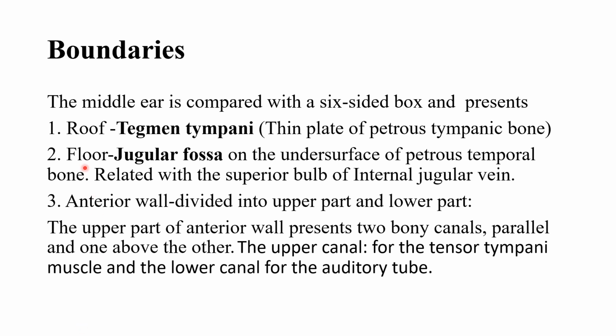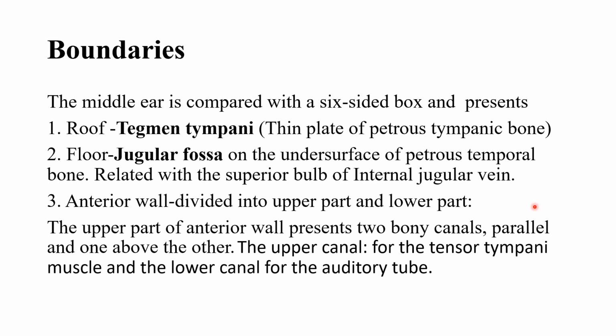Now coming to the floor, it is made by the jugular fossa which is present on the under surface of the petrous temporal bone. We saw from the diagram that underneath it lies the superior bulb of the internal jugular vein. There is a tympanic branch of the glossopharyngeal nerve which will pierce this floor, and it will take part in the formation of the tympanic plexus.